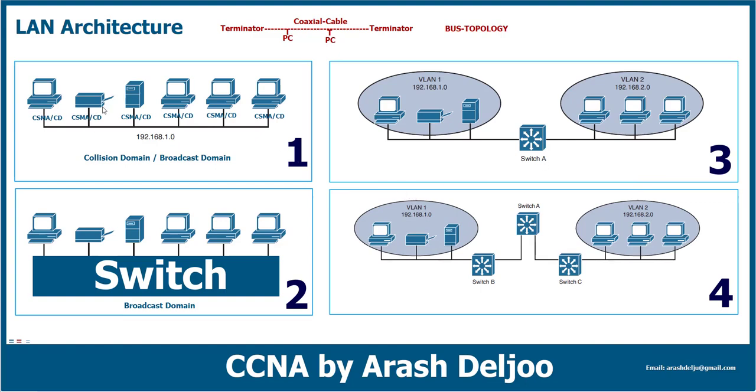Why? Because we had collisions, and also the broadcast domain can be extended to 1,000 computers or more than this, and this means that we didn't have any option, any tools to reduce the size of the broadcast domain or increase the number of broadcast domains. Because of that, this network is not efficient, you know it.